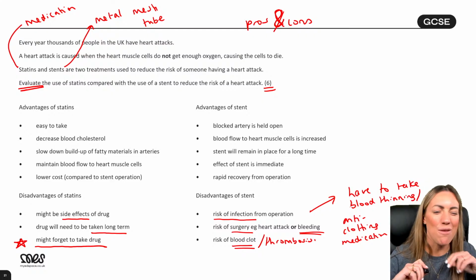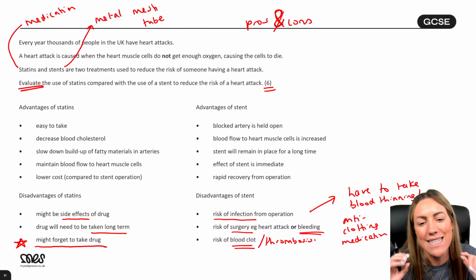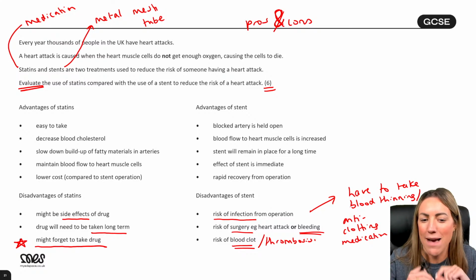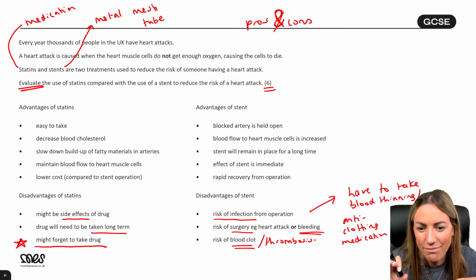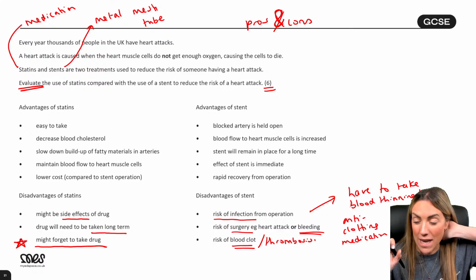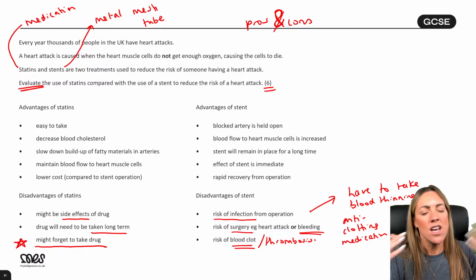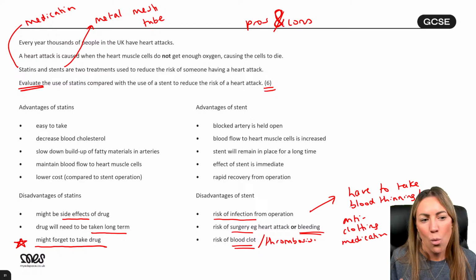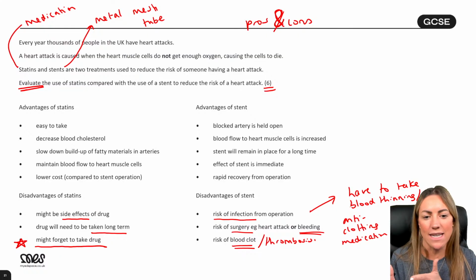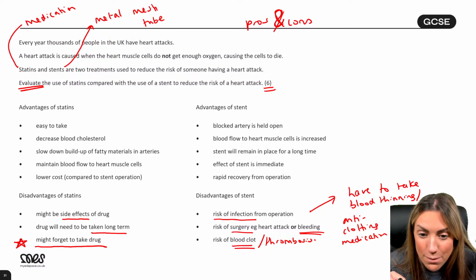Can they rust? I don't think so. I don't know a huge amount about stents, but I'm guessing they use a particular type of metal that does not rust. Otherwise that would be a big issue. Okay. Statins would take longer to work, so you could have that as a disadvantage of a statin. You'd probably have to be taking it for a few weeks to see the effects, whereas when you have a stent, immediately that stent is going to be working to widen the blood vessel. Yeah, possibly, Mariam.